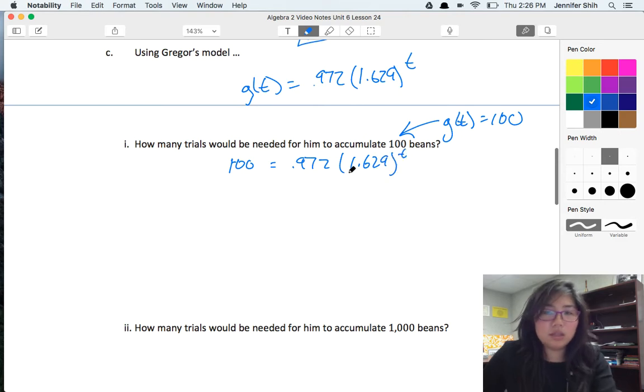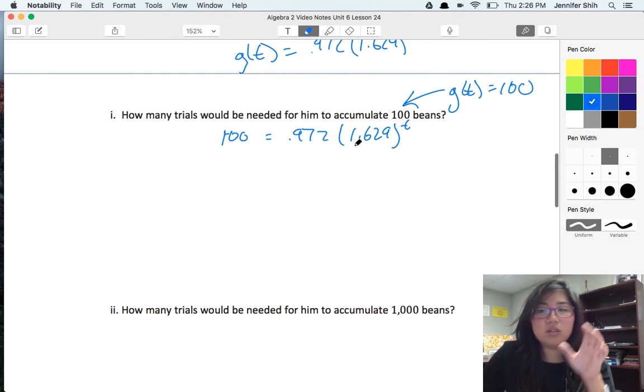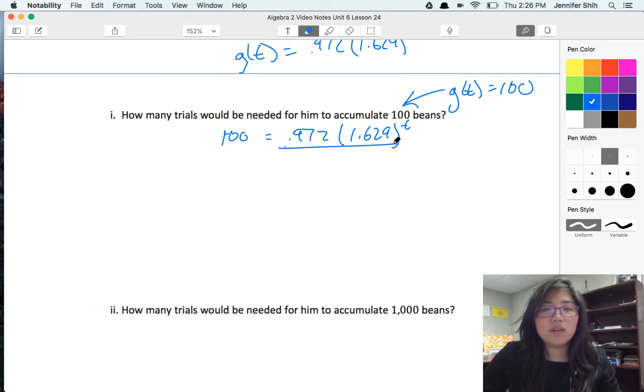Remember, we purposely picked these awesome decimals because we can't do our pattern where we set the bases the same to solve for the exponents. So we're actually going to use our log properties. Let's divide both sides by 0.972, just like in the last video.